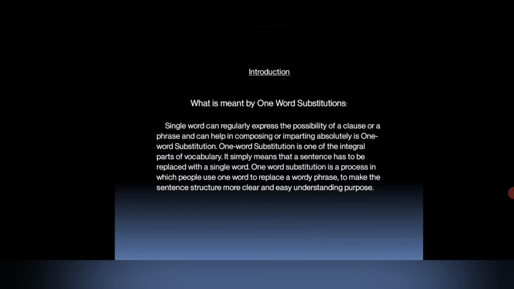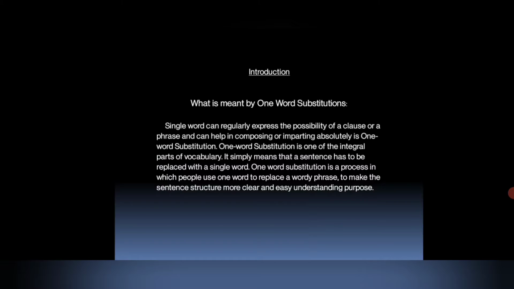First and foremost, you should know the meaning of one word substitution, what exactly we mean by it. A single word can regularly express the possibility of a clause or a phrase and can help in imparting meaning absolutely. It is called one word substitution. One word substitution is one of the integral parts of vocabulary. It simply means that a sentence has to be replaced with a single word.